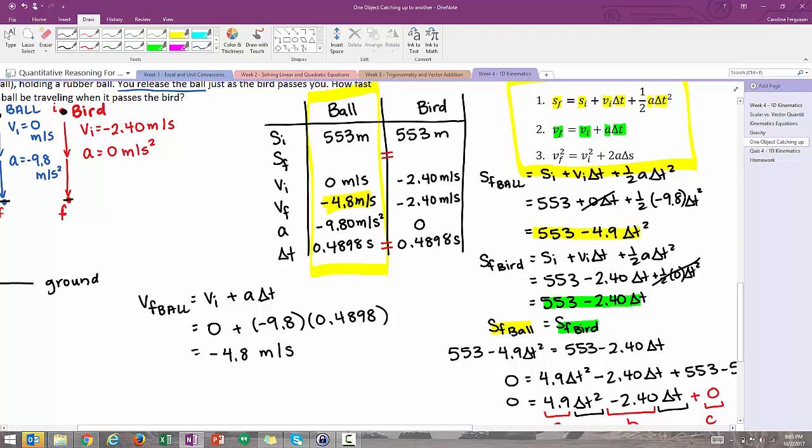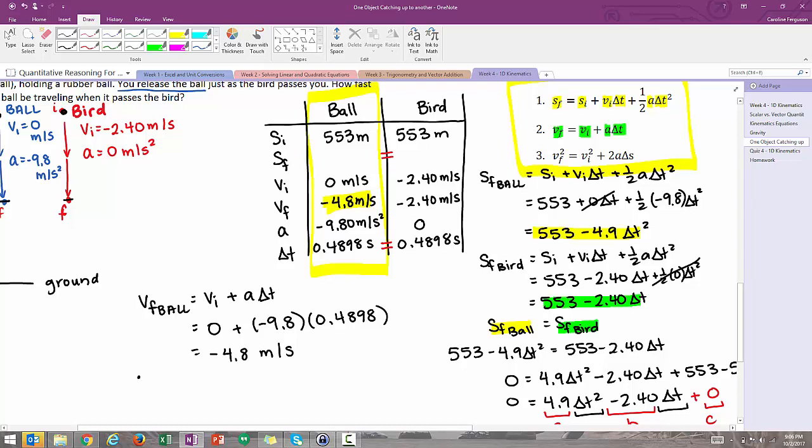So the question says, how fast will the ball be traveling? It's not asking us for the direction, it just wants to know how fast it's going. So it wants to know its speed. Its speed would be 4.8 meters per second. The negative sign there is telling us that it's going down, but that's not what the question's asking. It didn't ask for the velocity, because remember, velocity is a vector, and for vector quantities, you need to include a direction. But when it just asks how fast is the ball traveling, that means it just wants to know the speed, and speed is a scalar value. So you just need to give the magnitude. So the 4.8 meters per second is enough. You don't need to say which direction it's going.